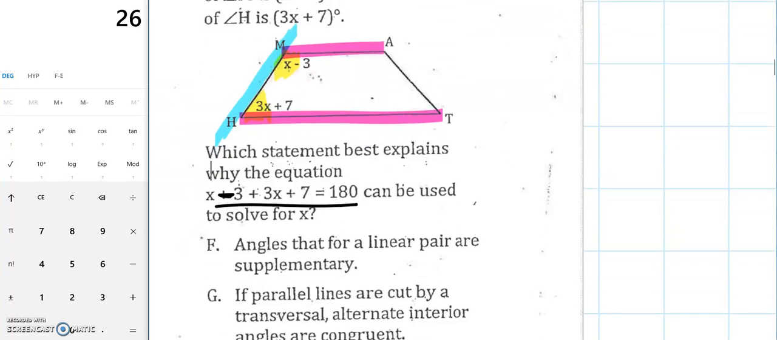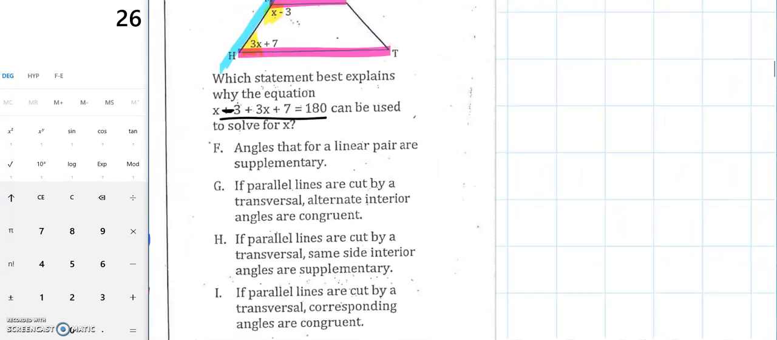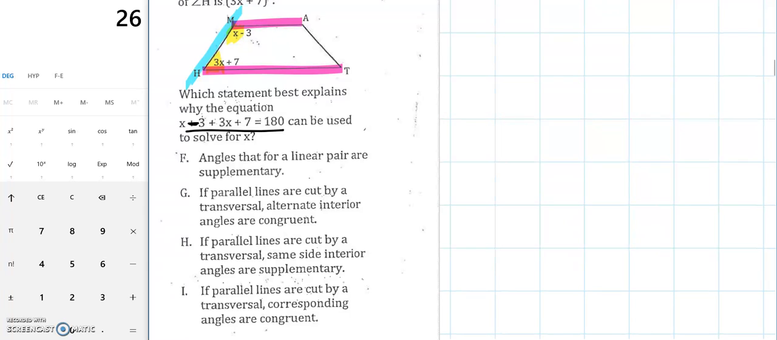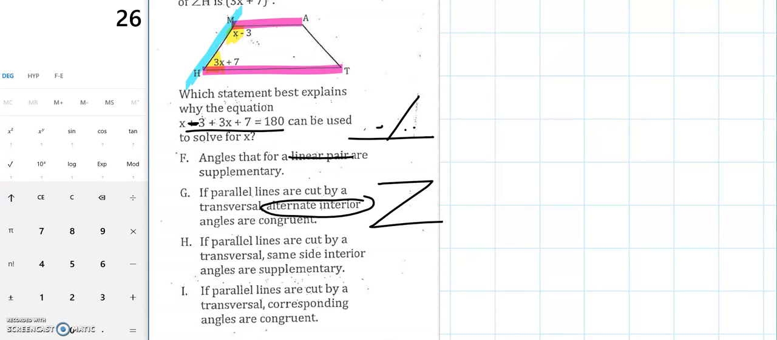Let's see if any of our choices describe that. First one says that the two are a linear pair. They're definitely not a linear pair, because to be a linear pair, you have to be next to each other like this. You have to be adjacent and add up to 180. Choice G says that the two angles are alternate interior angles. Alternate interior angles are those famous Z's that we look for, the Zorro Z's, the ones in the corners. These are not in the corners, they're on the same side. So it's not going to be choice G.